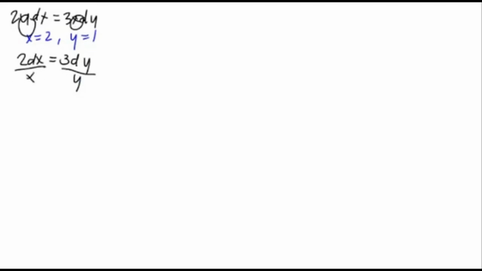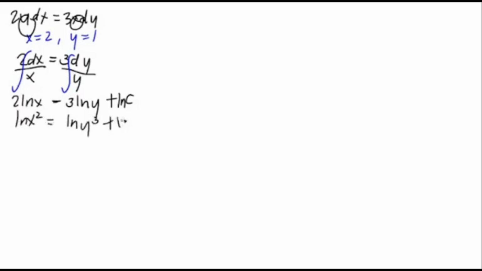So, ngayon na na-separate natin yung variables, pwede natin integrate both sides. Magiging 2 ln x is equal to 3 ln y plus c. Pero ito, pwede natin itong gawing ln c since lahat may ln para mas madali natin sila makombine lahat. So, ngayon, simplifying na, ln x squared is equal to ln y cubed plus ln c. So, pwede itong makombine. So, magiging ln cy cubed is equal to ln x squared. So, by the properties of logarithm, magiging equal sa x squared is equal to cy cubed.